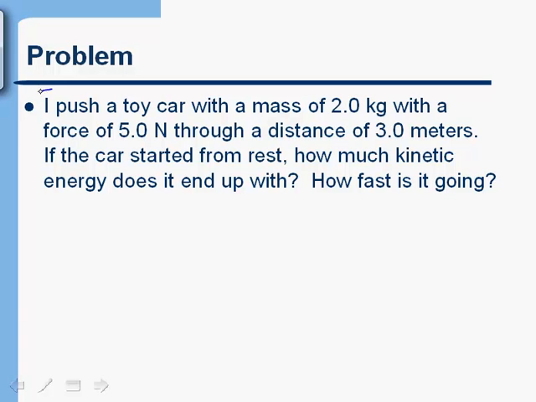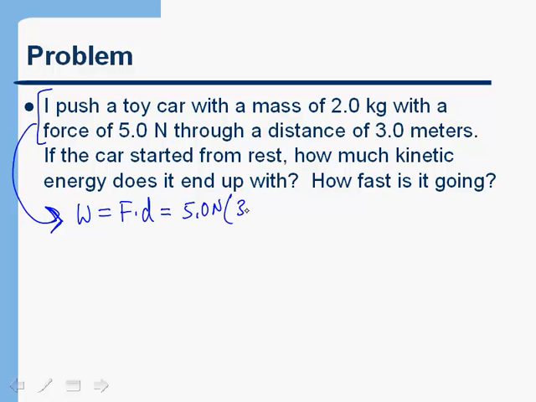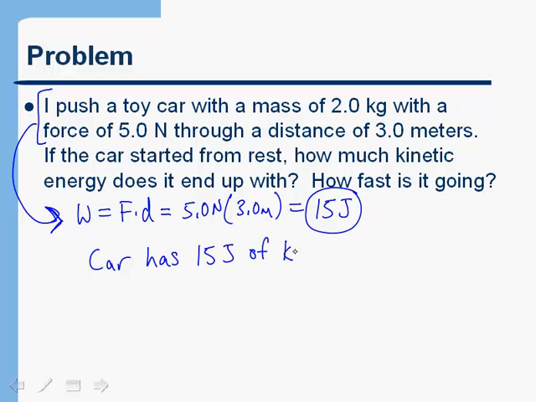Well, you'll notice the first part of this problem we already figured out previously. We figured out that the amount of work that we did on that car, which is just the force times the distance, or 5 newtons times 3 meters, and we came up with the fact that we gave the car 15 joules of energy. Well, where did that energy go? It went into the kinetic energy of the car. So the car, sorry, I spelled car with a K, thinking kinetic energy here. The car has 15 joules of kinetic energy after we're done pushing it.